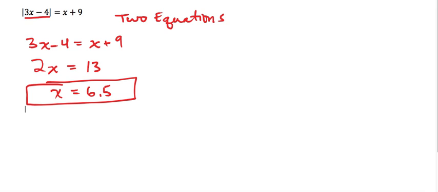And the other equation that we have to work with here is almost the same thing. 3x minus 4 equals x plus 9, except that we're going to put a negative in front of it. Because remember, the absolute value symbol has the effect of making everything positive. So the negative result of this 3x minus 4 expression could be equal to x plus 9 as well. With that in mind, now we can solve this.